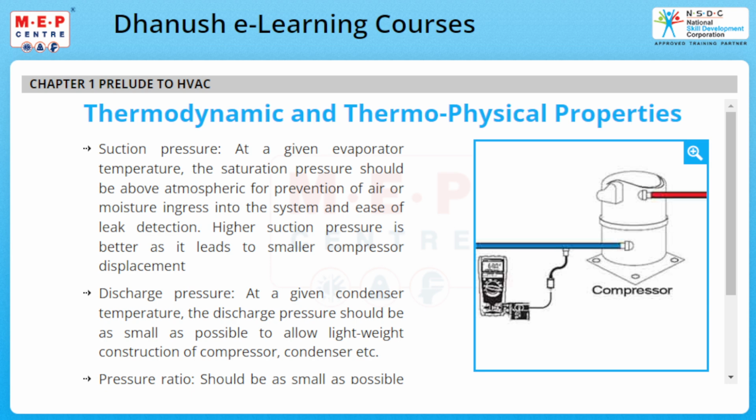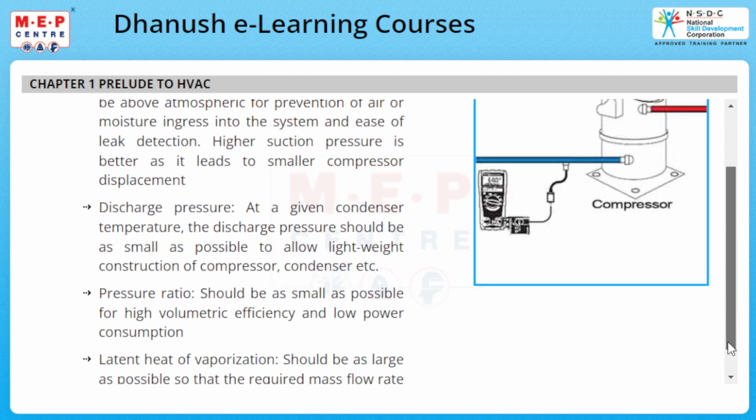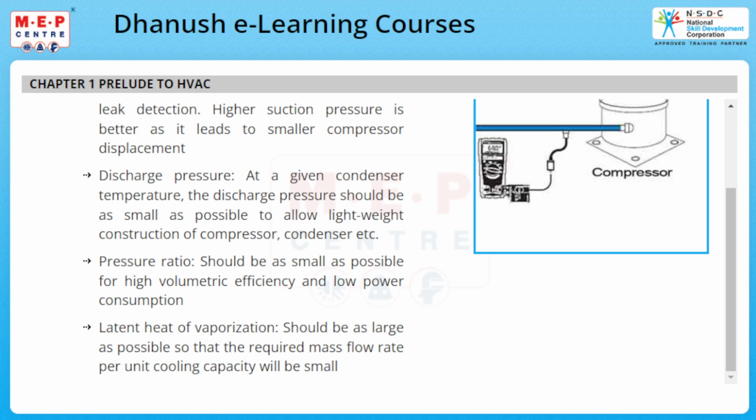Discharge pressure. At a given condenser temperature, the discharge pressure should be as small as possible to allow lightweight construction of compressor, condenser, etc. Pressure ratio should be as small as possible for high volumetric efficiency and low power consumption. Latent heat of vaporization should be as large as possible so that the required mass flow rate per unit cooling capacity will be small.